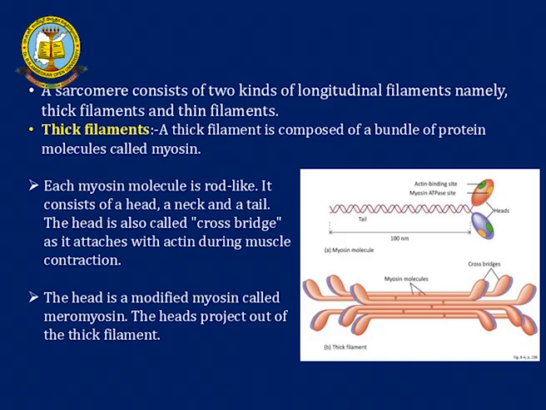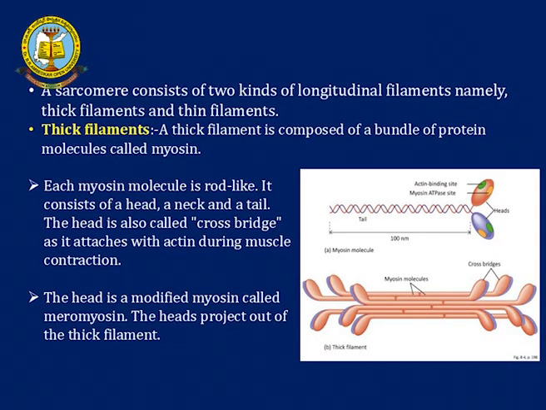Each myosin molecule possesses a rod like structure. It consists of a head, a neck and a tail. The head is also called the cross bridge as it attaches with the actin during muscle contraction. The head is a modified myosin molecule, also called meromyosin. Normally a thick filament is made up of myosin, but the head region has a special molecule called meromyosin. The head projects out of the thick filament.